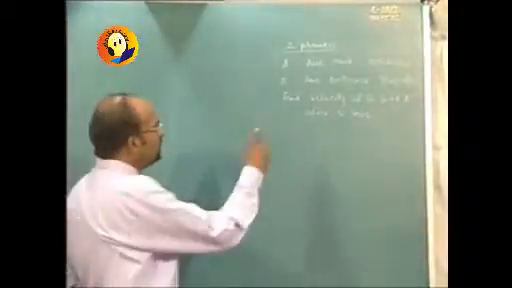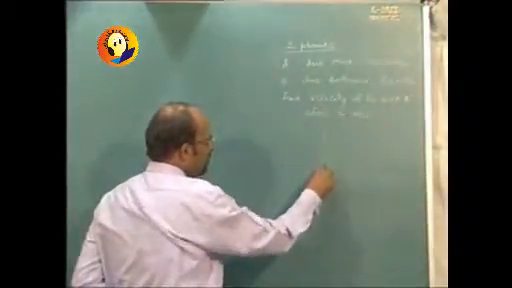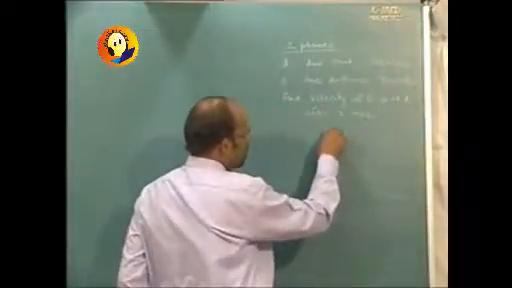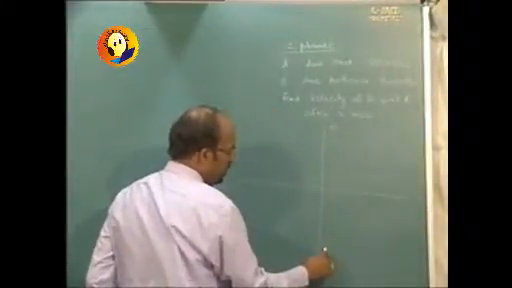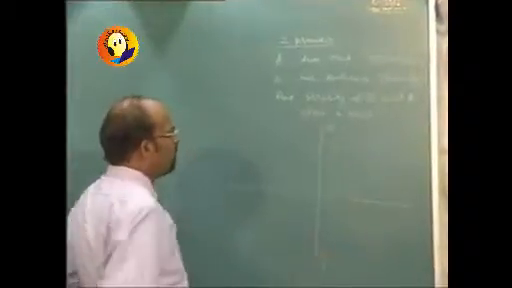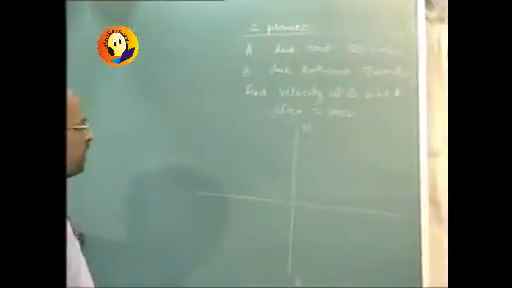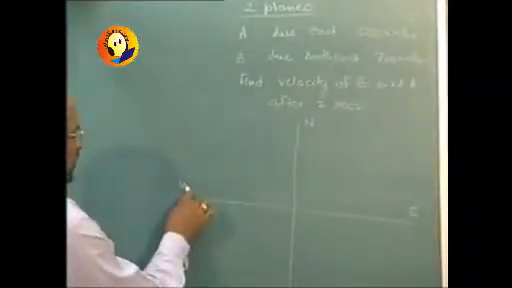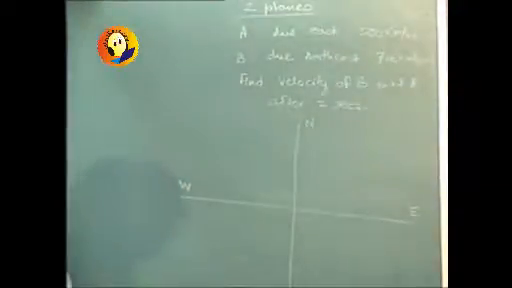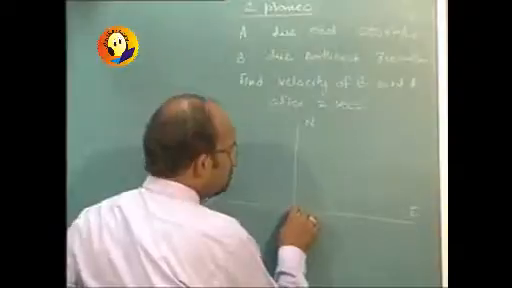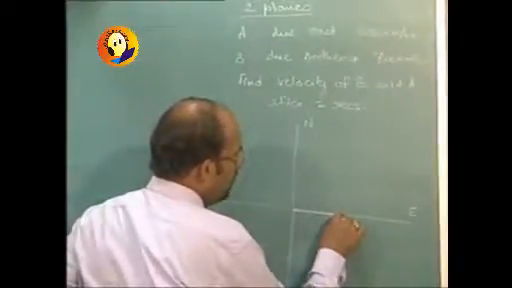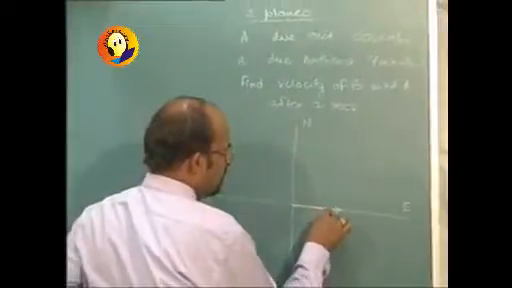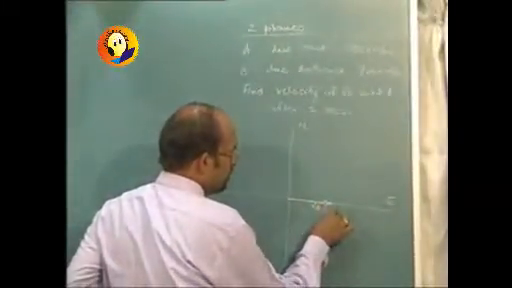Now in this particular problem, we will first of all have to consider the directions properly. This is the north direction, south direction. Conventionally we will always show north upwards. This is east and this is west. Now plane A is moving due east with a velocity of 500 kilometers per hour.